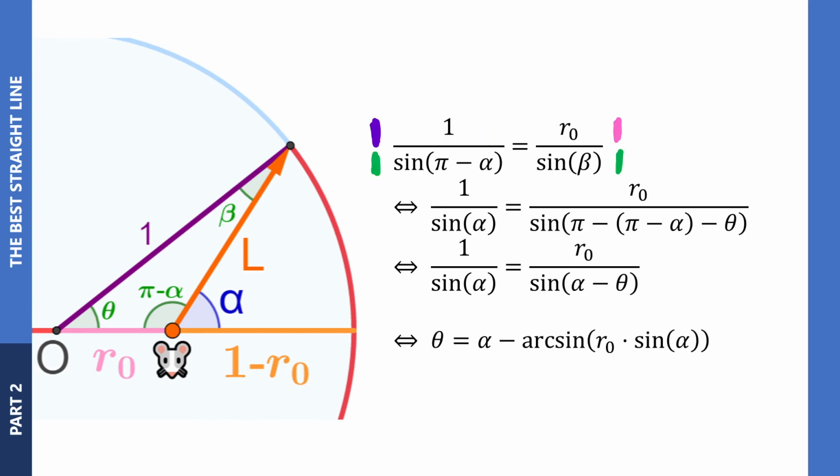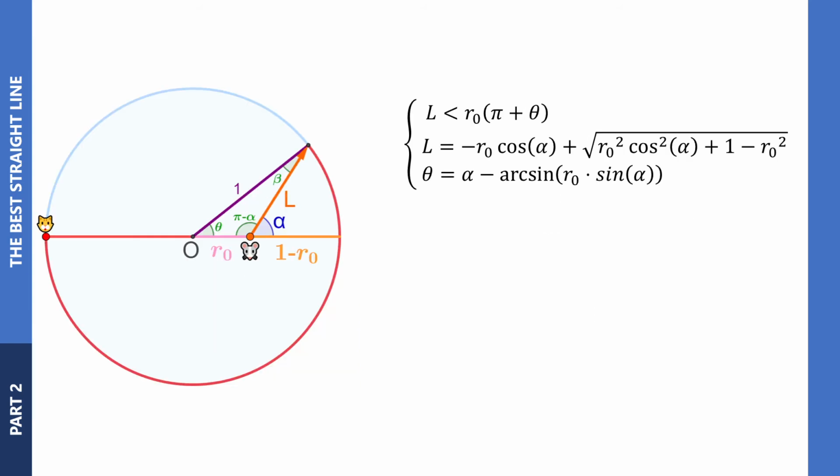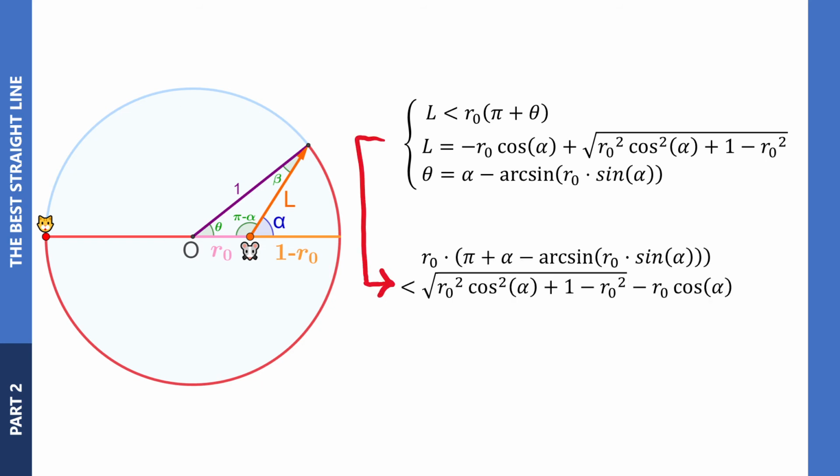Secondly, we need to express theta in function of alpha. To do this, we can apply the sine rule in the triangle, which gives the written expression. And solving it, we get theta in function of alpha. For the mouse to escape, we had the equation L is smaller than R0 times pi plus theta. Replacing L and theta by their expression in function of alpha, we get the equation in the middle of the slide. As long as the inequality holds true, the mouse escapes.